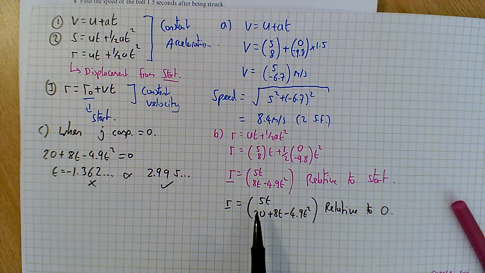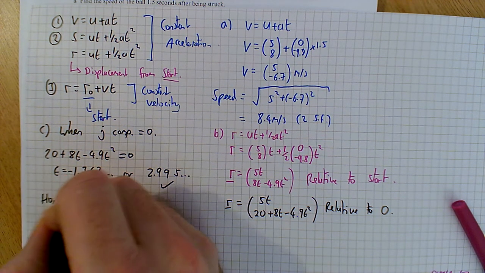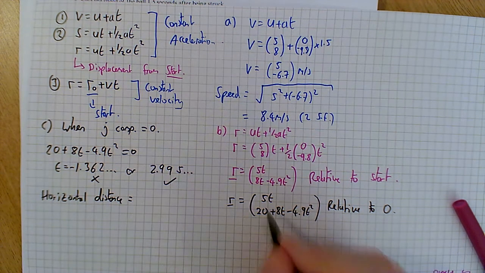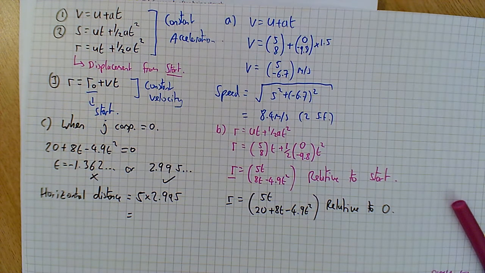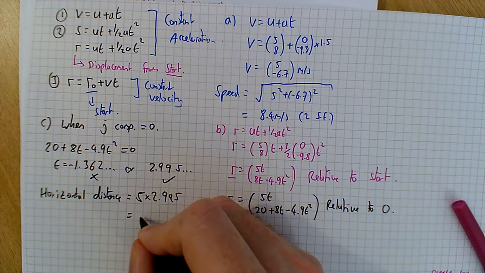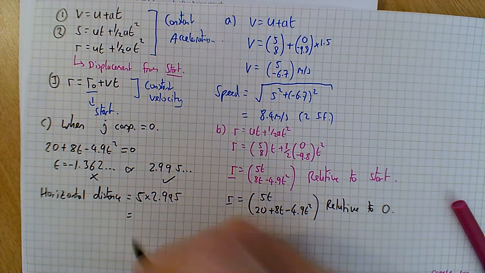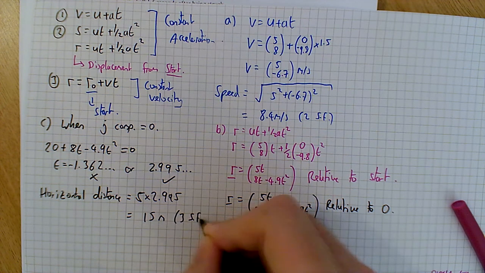So if I need to find the i component, because we already know where the j component is, we know it's on the ground. If we see how much time has gone in the i direction, we can then find out the horizontal distance by substituting that t value in. So this is 5 times 2.995. We could do that on our calculators, and we end up coming out with 15 meters, and that's to three significant figures.